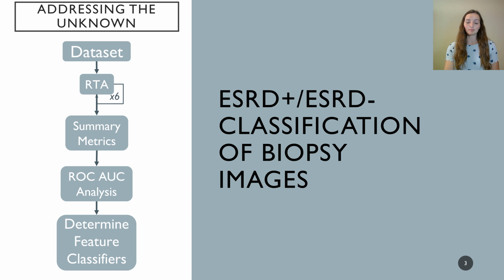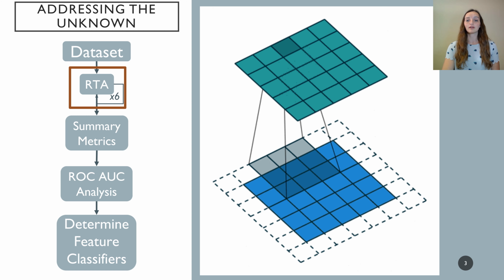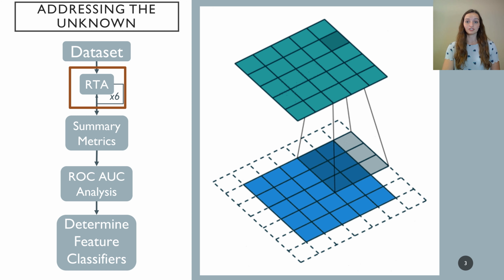To address this unknown, my research is focused on finding a multi-feature classifier that can distinguish between kidney biopsies that do progress to end-stage renal disease, ESRD positive, from those that do not, ESRD negative. The dataset I'm working with consists of about 1,100 images from 45 different patients. On the right, we see an example image with the 6 different cell stains. These images are run through a radiomic texture analysis software to extract values for 20 different texture features.